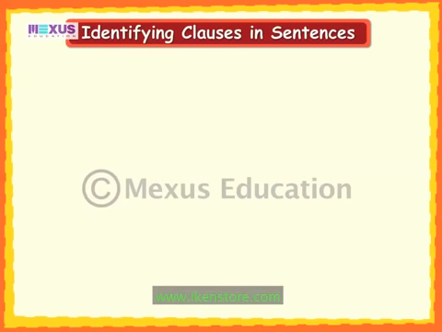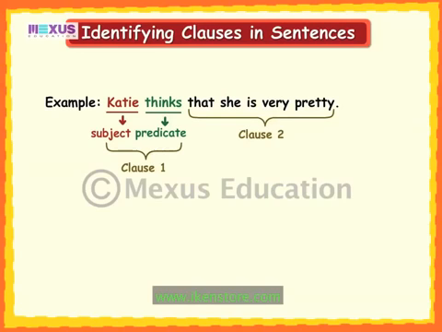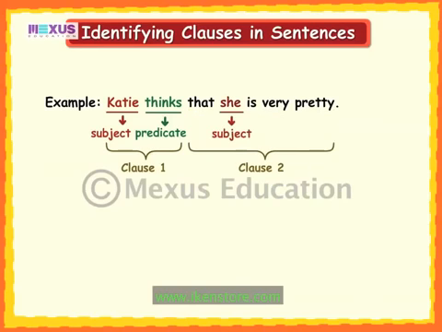Here is another example. Katie thinks she is very pretty. In this sentence, there are two clauses. The first clause, Katie thinks, contains a subject and a verb and makes complete sense. The second clause, that she is very pretty, does not make complete sense. However, it has a subject and a predicate. She is the subject and is very pretty is the predicate.